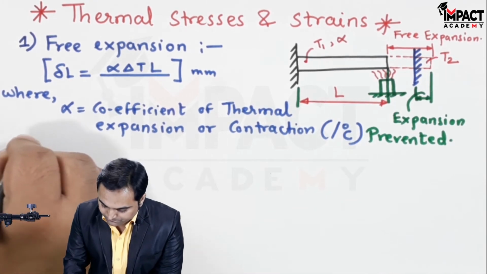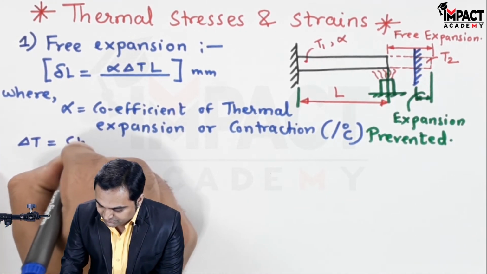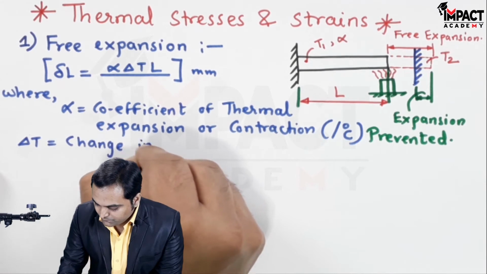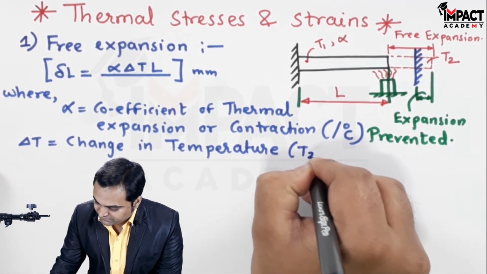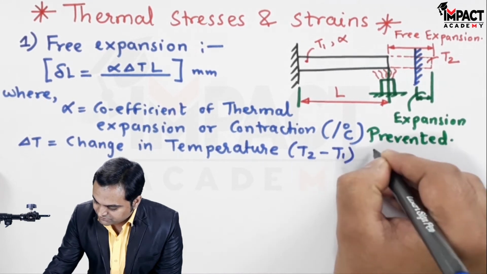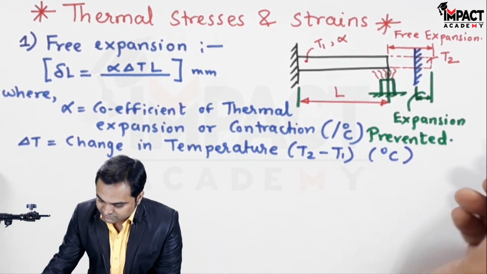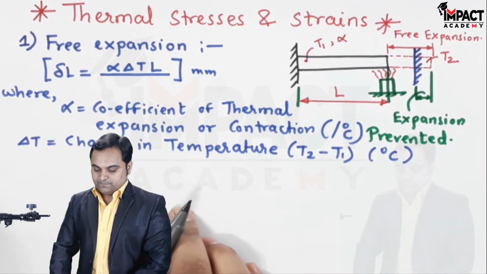Delta T is the change in temperature for the rod. That change in temperature is the final temperature minus the initial temperature. Unit is degree Celsius, and L is the length of this bar.